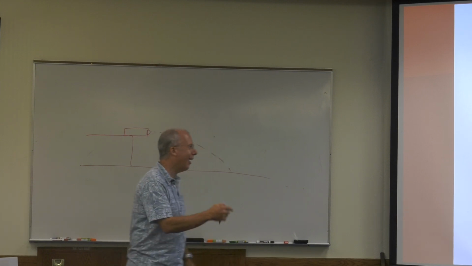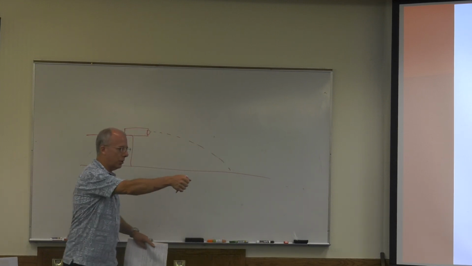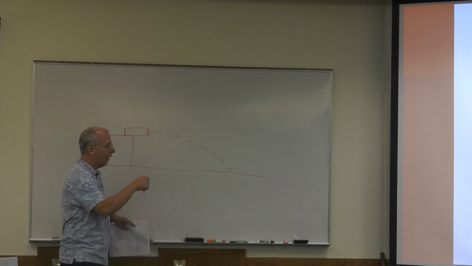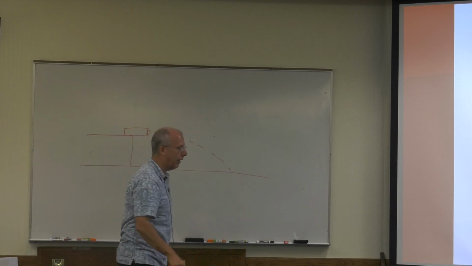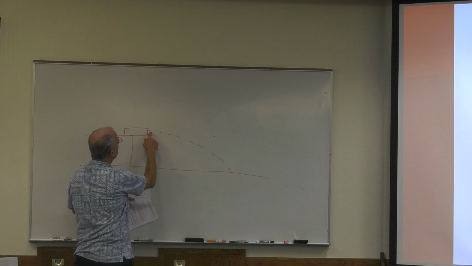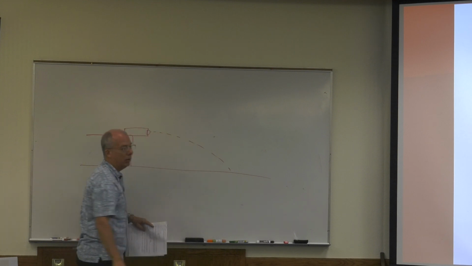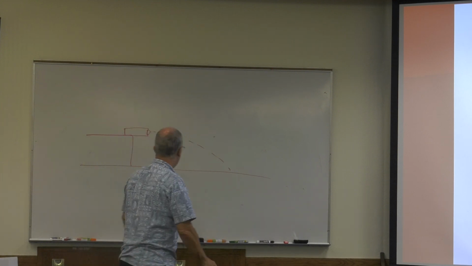So all it does is you push the ball in here, there's a spring, then you let go and it shoots the ball, right? And it comes out horizontally, but then because of gravity it goes down. Okay? So that's what it does.